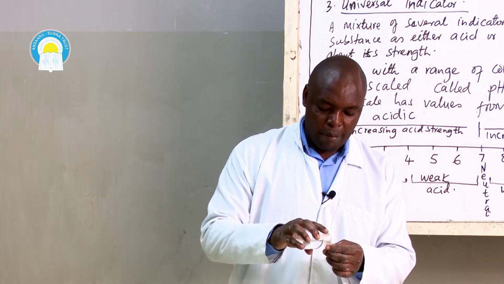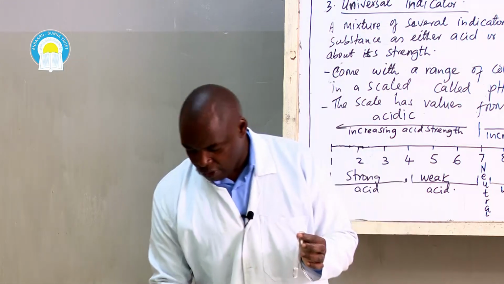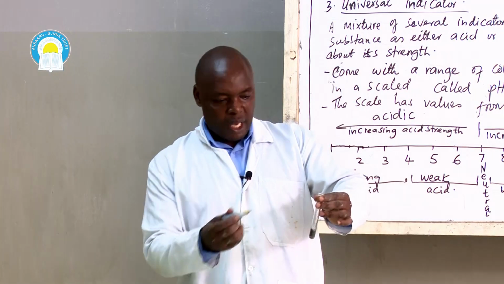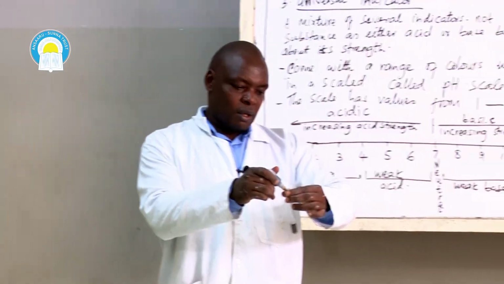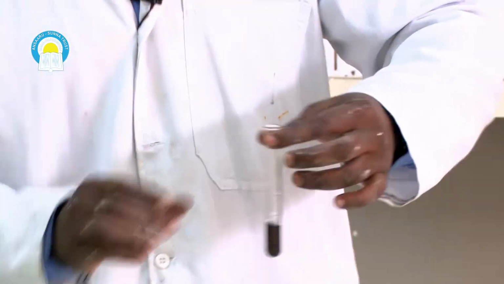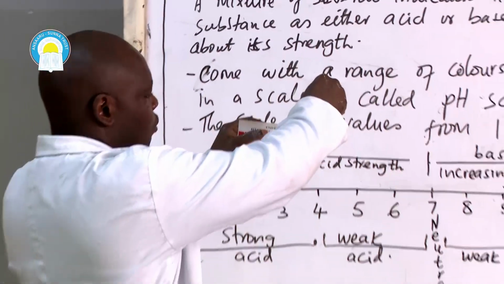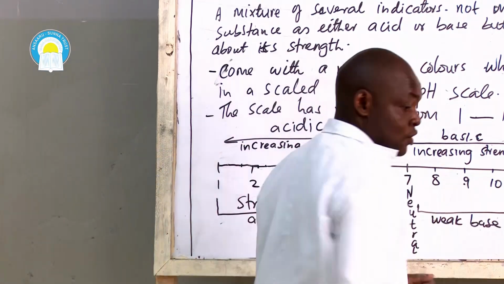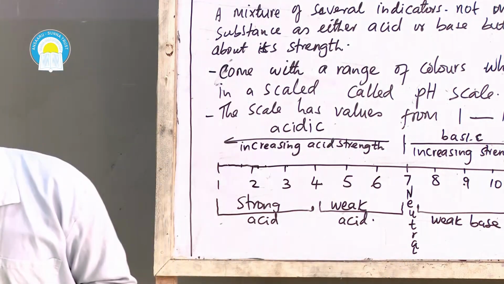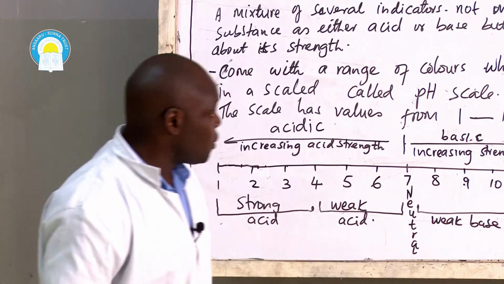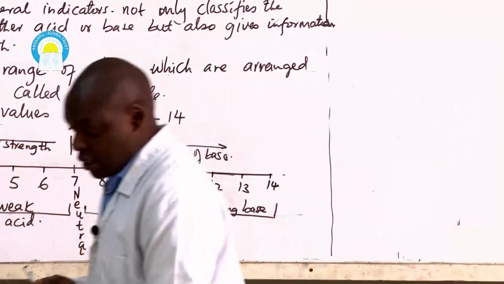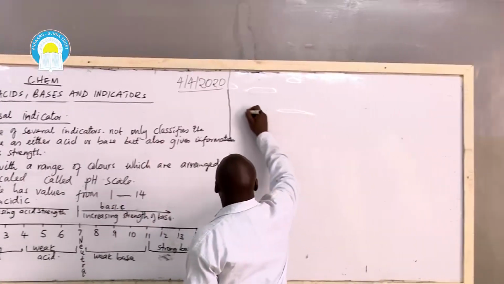Let's use sodium hydroxide solution with the same universal indicator. You find that this sodium hydroxide has a pH of 14. pH 14, we have seen, is a strong base. So now, examples of strong acids and bases.